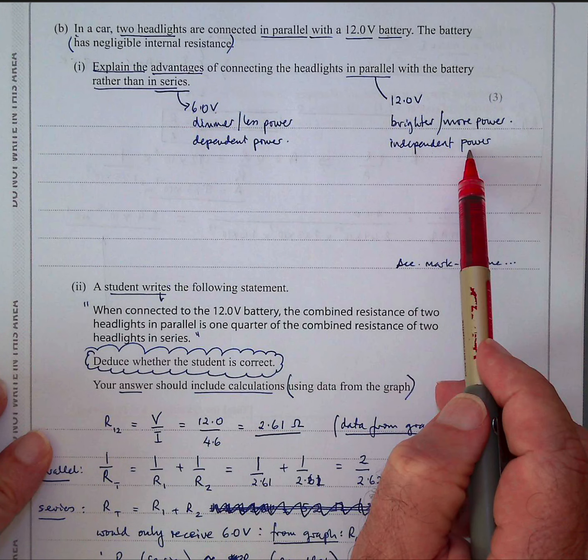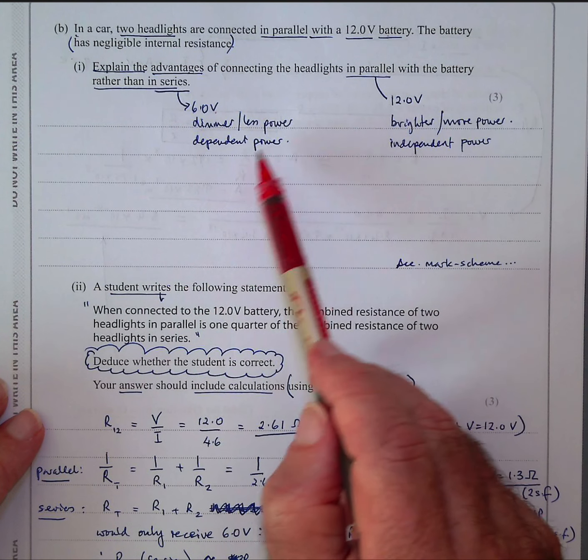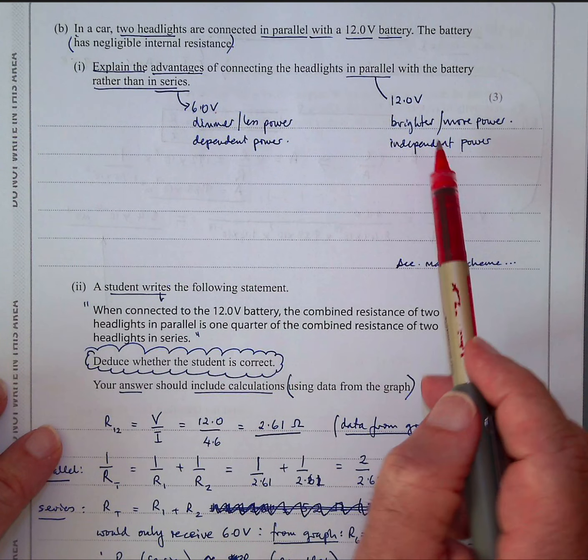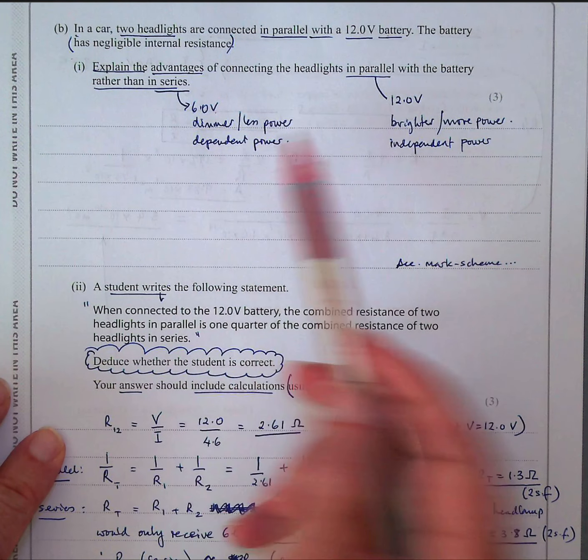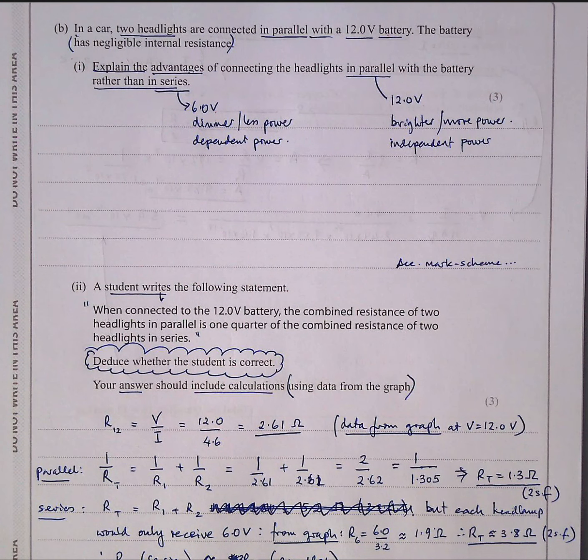And the power is independent of each bulb. So if one bulb goes out, the other one will stay on. Whereas if you put them in series, one goes out, the other will go out as well. So you have no light at all. So you want most things in circuits to be in parallel.